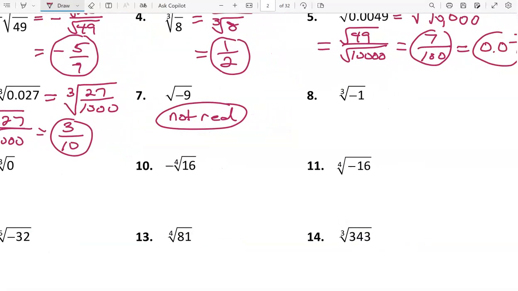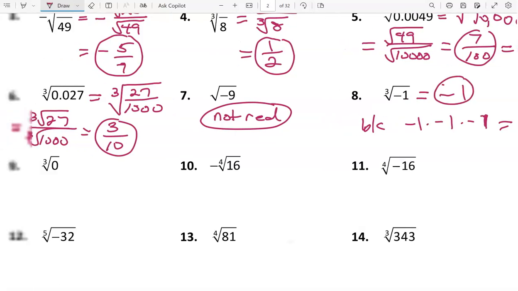In number 8, to contrast, the cube root of a negative number is another negative number. And the cube root of negative 1 is negative 1. And if you're thinking about why that is true, that's because negative 1 times negative 1 times negative 1, or negative 1 cubed, is equal to negative 1. But negative 1 is our final answer there.